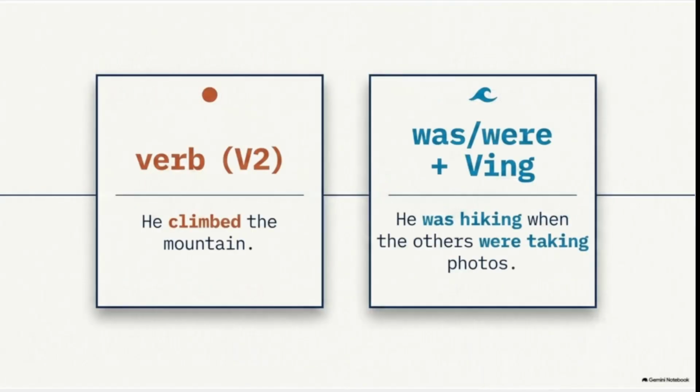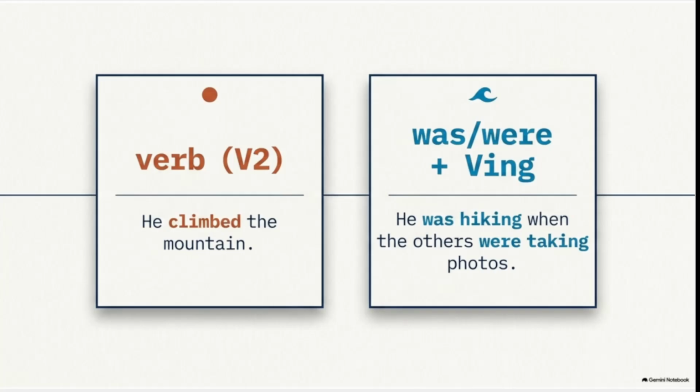Forming the two tenses. Now let's look at how we form these two tenses. For the past simple, we normally use the past form of the verb, which we can call V2. For example, he climbed the mountain. The verb climb becomes climbed. For irregular verbs, the form changes differently. For example, he went to school. The verb go becomes went.